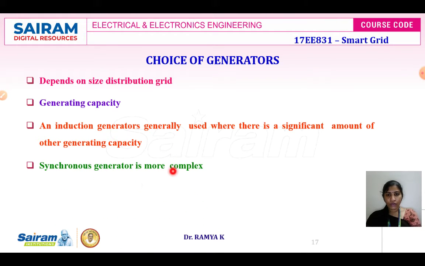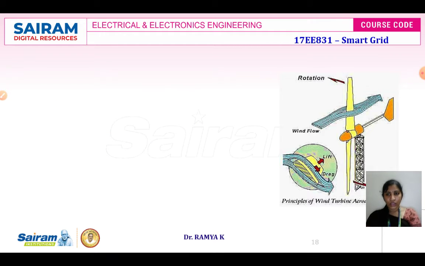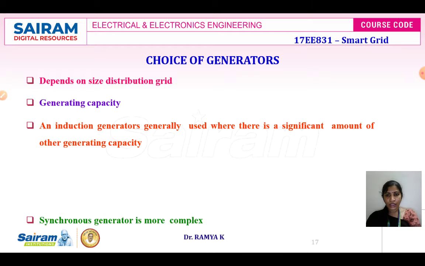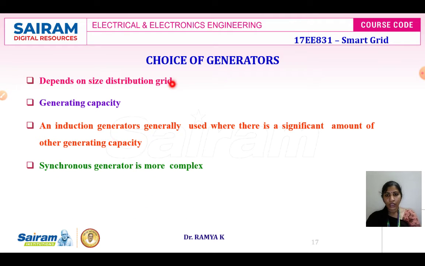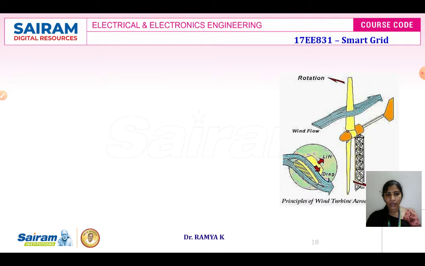Synchronous generator, if we plan to use it, then it is going to be more complex in the design of the wind energy conversion system. And these are some of the generators that we can utilize for the generation of our electrical power. So all these generators can be connected at the output of the wind turbine.